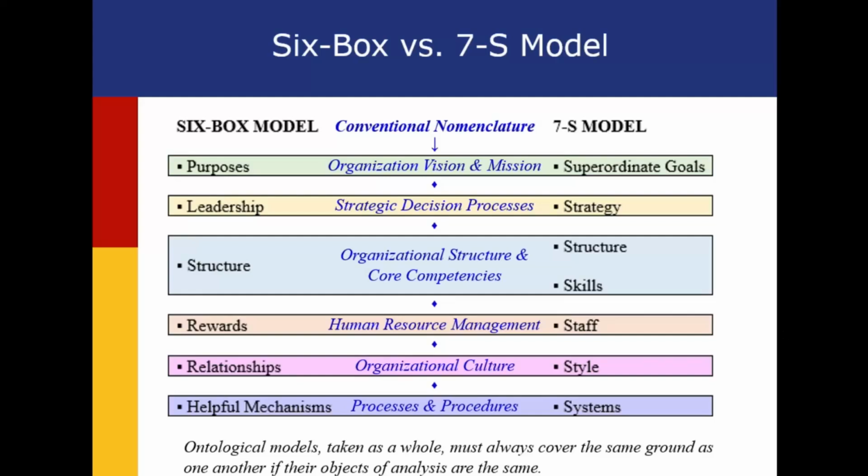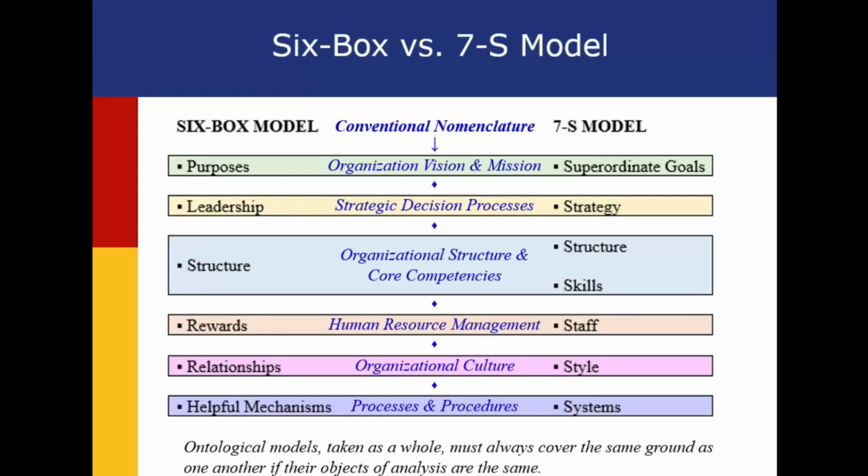So the conventional nomenclature works like this. 6-box model, they say purposes. 7S model, superordinate goals. That is the correlation. That's the correspondence right there. We would probably say, distancing yourself from the specificity of the model, organizational vision and mission. All right. Notice strategy is not in there. So you make the argument it should be in there. But notice that 7S model has separated strategies from superordinate goals. So we're going to treat it differently. 6-box model also separated purposes from leadership and then defined leadership in a specific kind of way. So strategic decision processes, leadership in the 6-box model is where you define strategy.